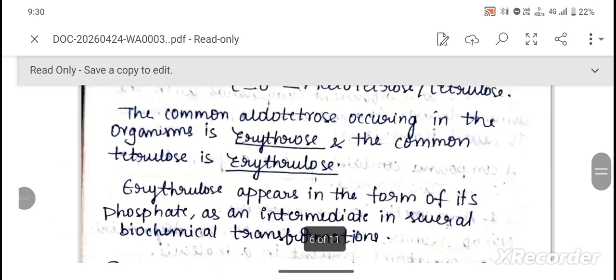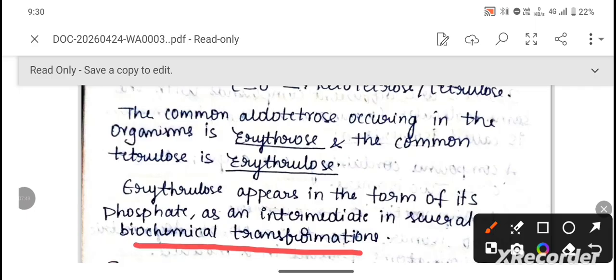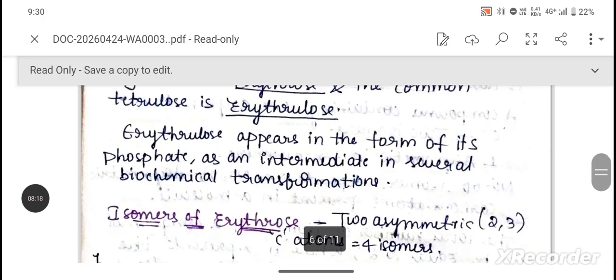So this erythrulose appears in the form of its phosphate as an intermediate in several biochemical transformations. If you observe some metabolic pathways in plants like the Calvin cycle, you will tend to see this kind of erythrulose compound in its pathway as an intermediate product. So here erythrulose is a ketotetrose which you can see in some metabolic pathways or biochemical transformations in case of plant bodies.